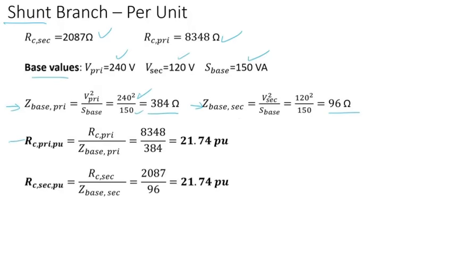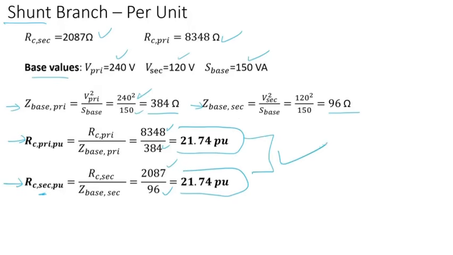So then RC, the core resistance on the primary side in per unit, I just plug in the numbers, and I get 21.74 per unit. That's on the primary side. Now on the secondary side, I plug in the numbers, I get 21.74. That means my math checks, it's good. That's the nice thing about per unit.